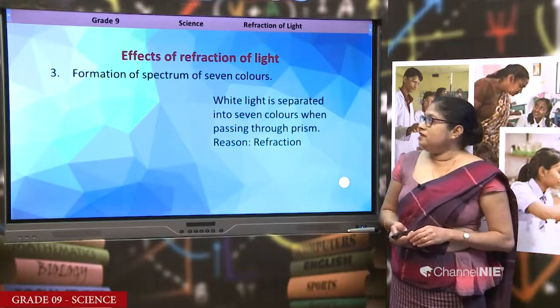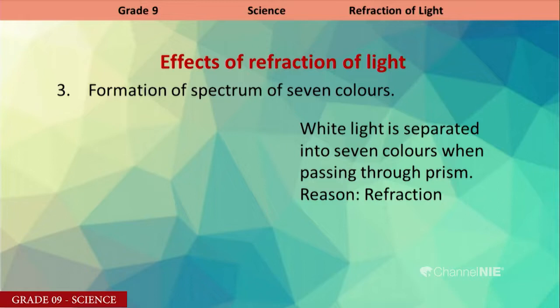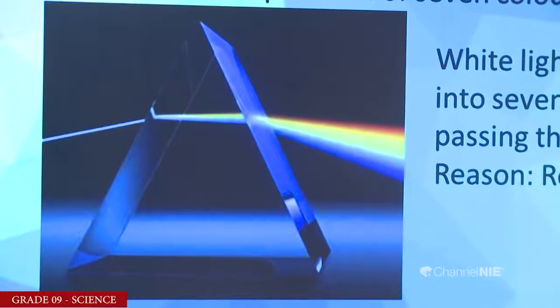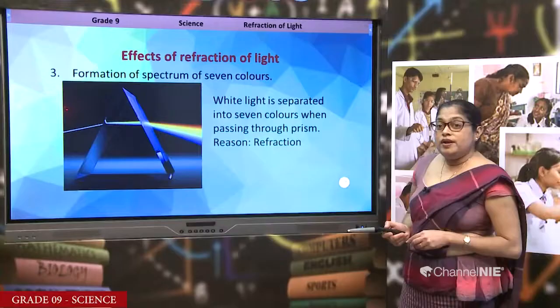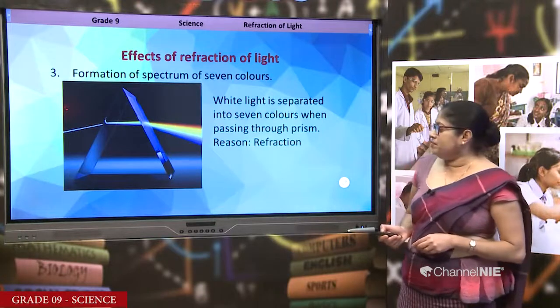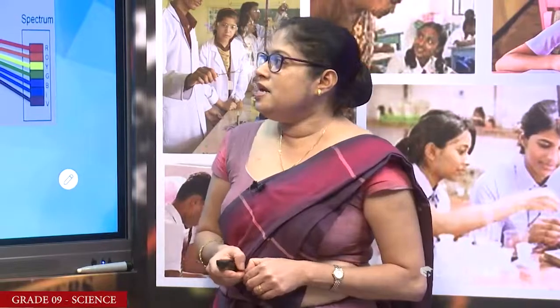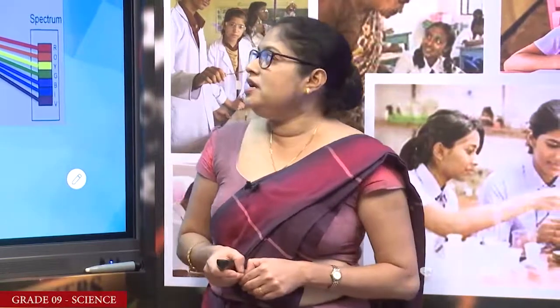The next incident due to refraction of light is the formation of a spectrum of 7 colors. When white light is directed on a prism like this, it separates into 7 colors. That is what is meant by the spectrum. The reason for this is refraction. What is dispersion? Separation of white light when passing through a prism is known as dispersion of light.